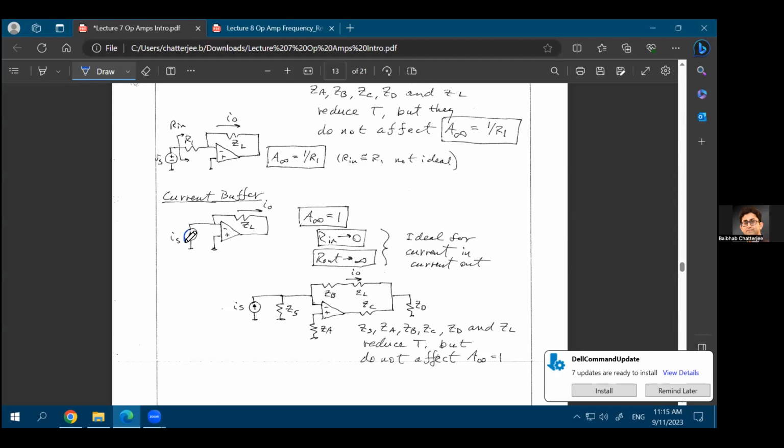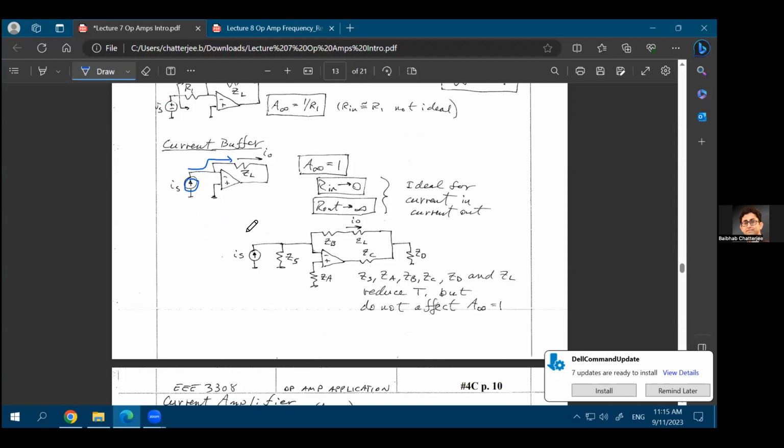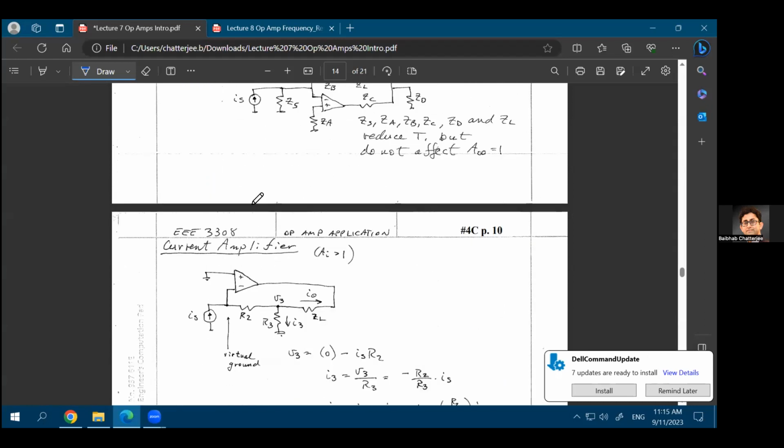You have your input current over here, and all of that input current will be flowing into the output if this is your output load. Because all the current is flowing at the output from the input side, the current at the output divided by the current at the input is equal to 1. So that's an example of a current buffer.